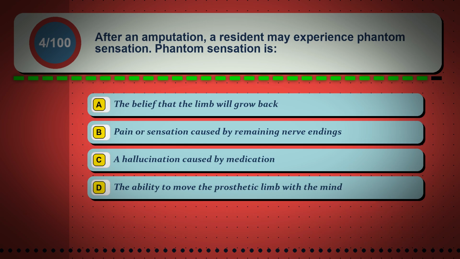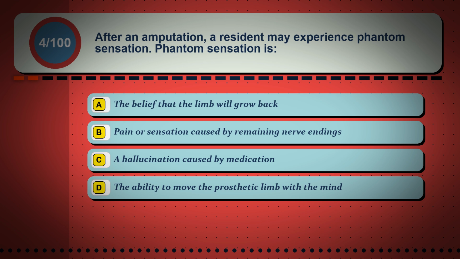Question 4. After an amputation, a resident may experience phantom sensation. Phantom sensation is: Option A. The belief that the limb will grow back. Option B. Pain or sensation caused by remaining nerve endings. Option C. A hallucination caused by medication. Option D. The ability to move the prosthetic limb with the mind.